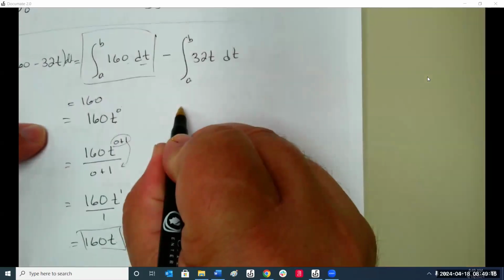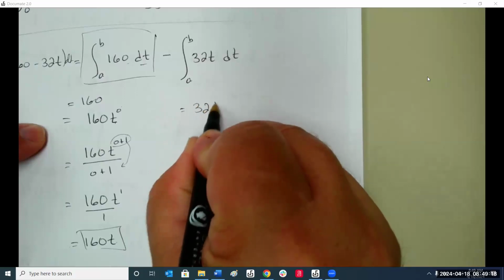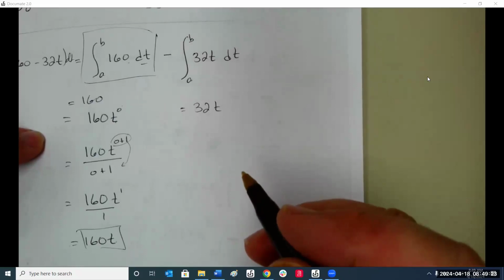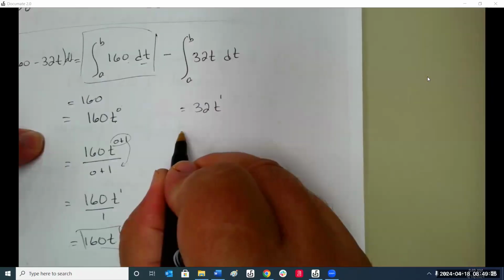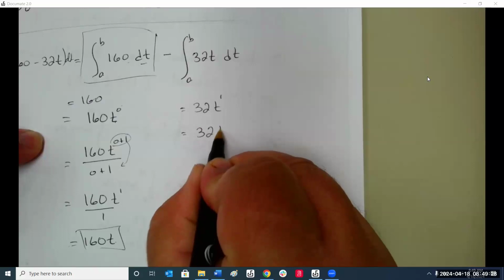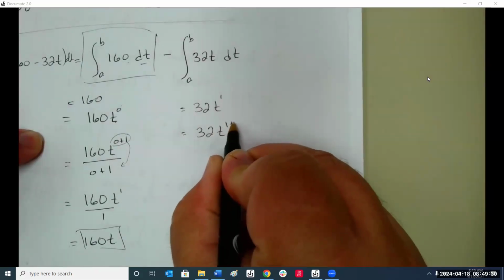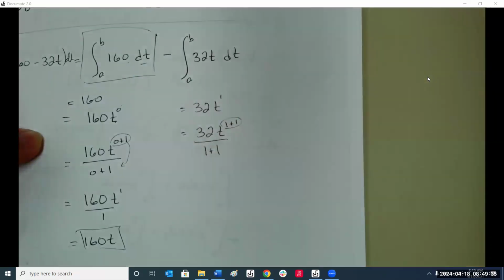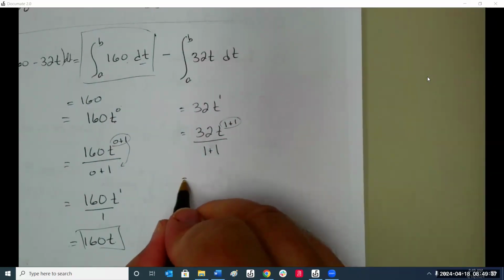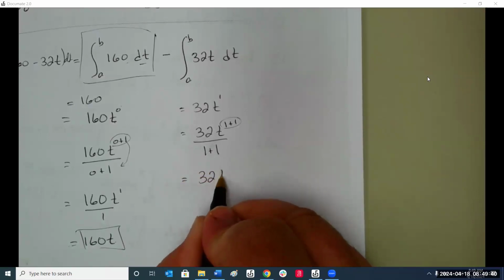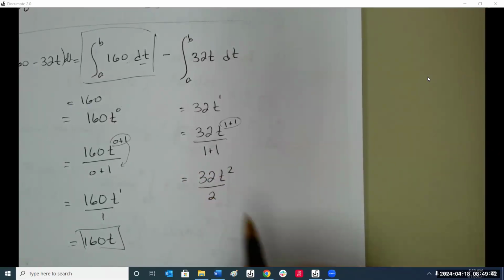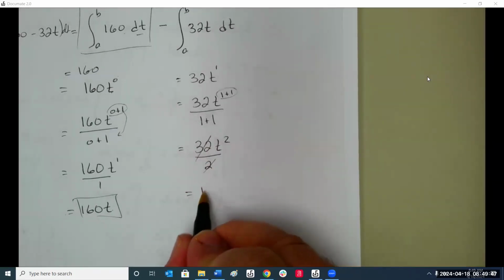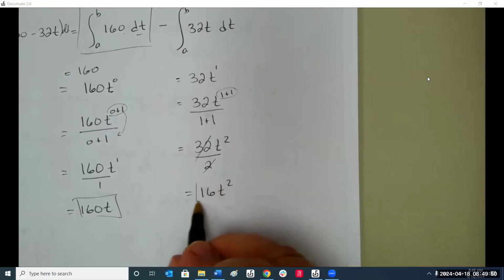Now let's look at 32t. What's the exponent of t right now? 1. So the rule says whatever the exponent is, add 1, and whatever is up here, put the same thing on the bottom. So it's 32 t squared over 2. They can cancel, so it's 16 t squared.